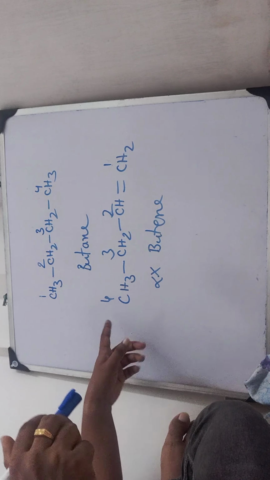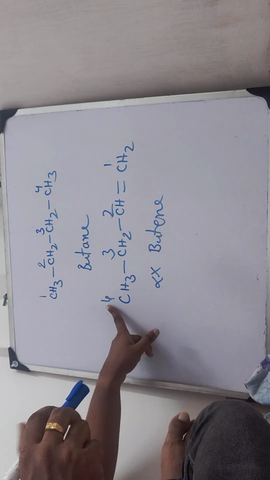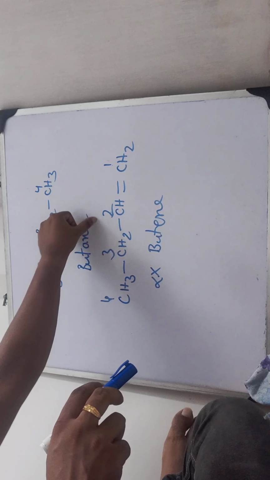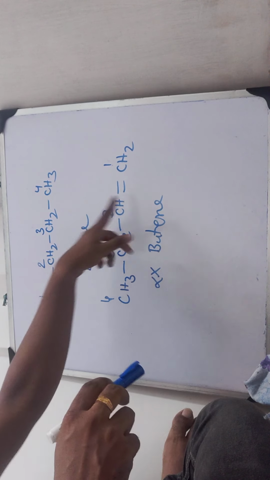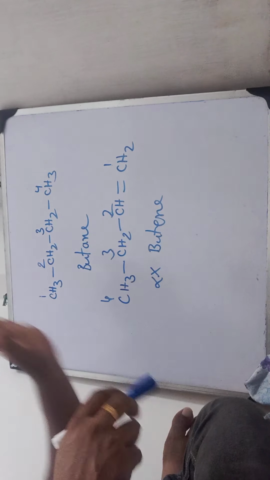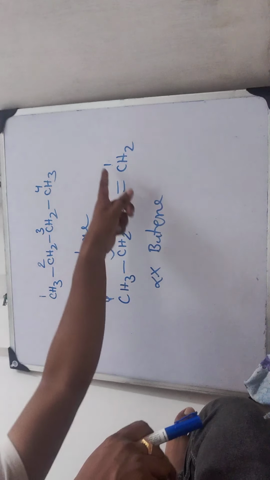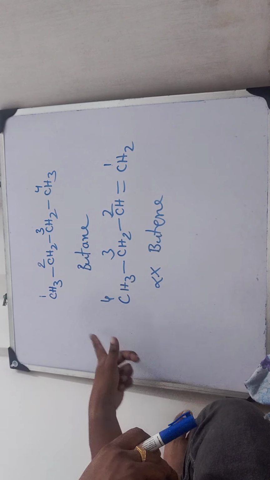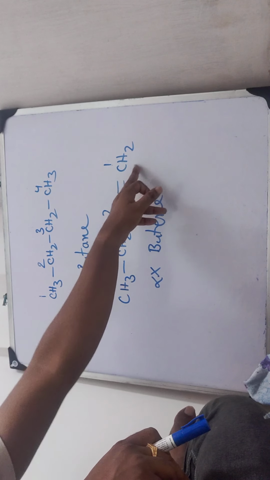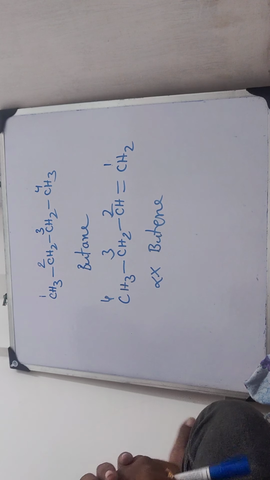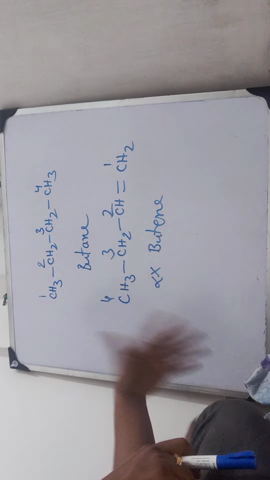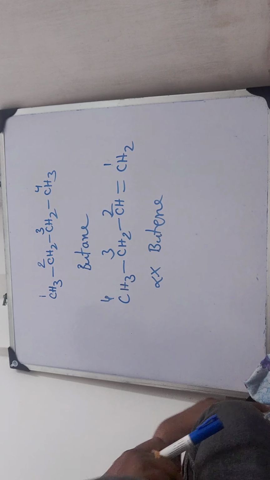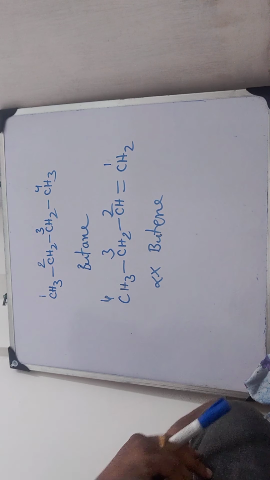Because if we start from this carbon, then 1 2 3 4, the double bond will lie between the third and fourth carbon. And if we start from this one, 1 2 3 4, then the double bond lies between 1 and 2. So which one is smaller, 1 and 2 or 3 and 4? 1 and 2. So the smaller one is preferred.